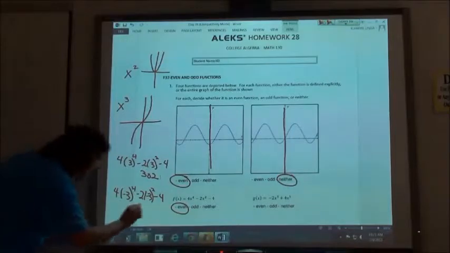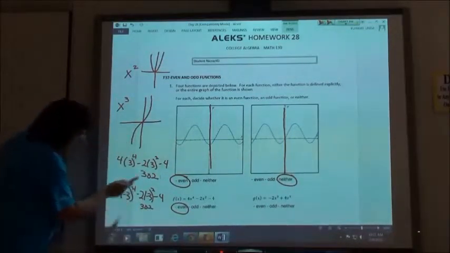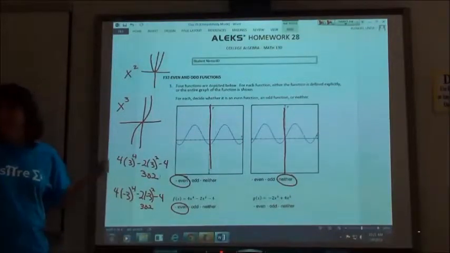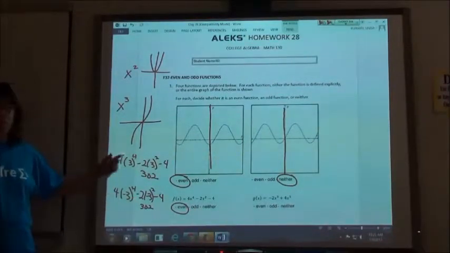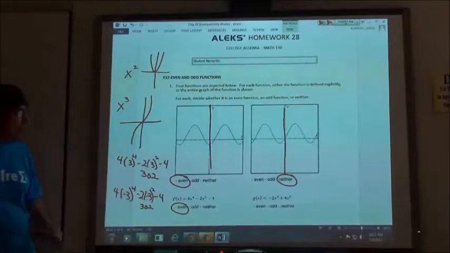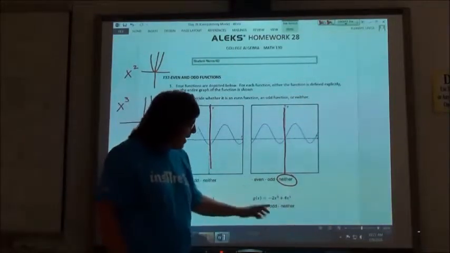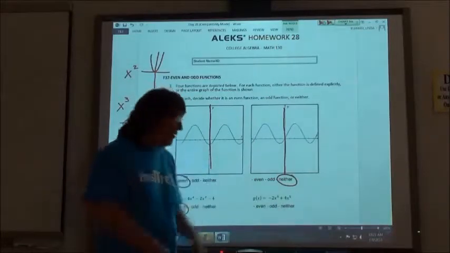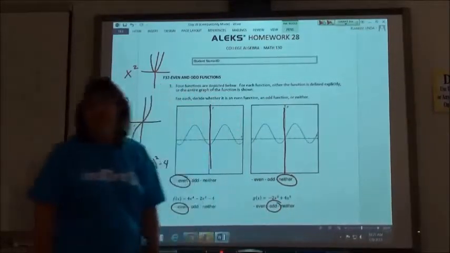You get the same exact number. So that's an indication that, yep, we already knew it was even, but for sure it is an even function because I get the same answer whether I do 3 or -3. Now this one, I can see the exponents are 3 and 5, so I know it's an odd function.